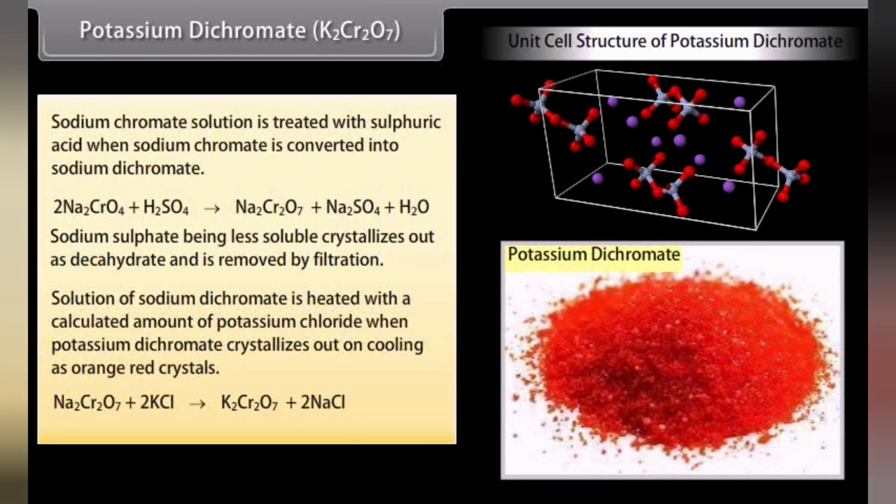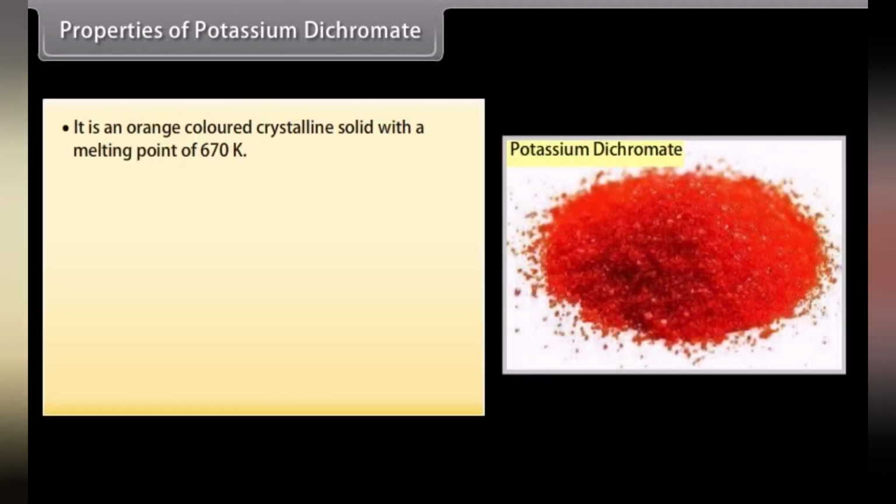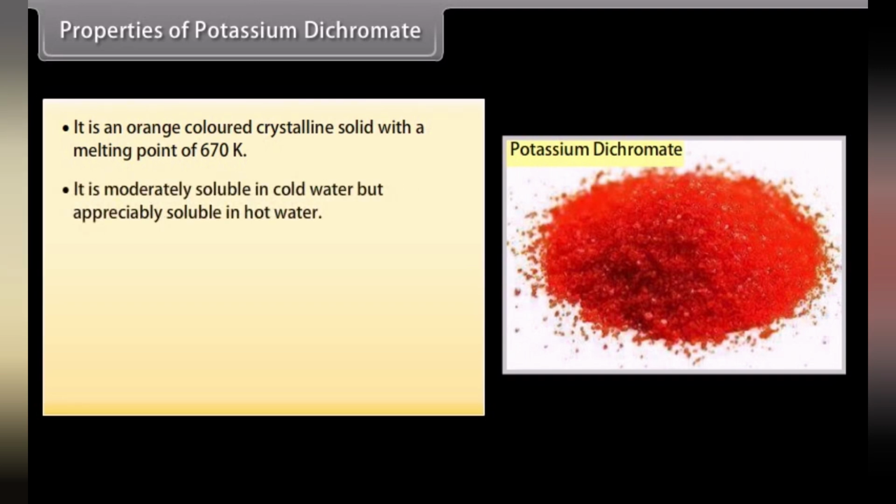Solution of sodium dichromate is heated with a calculated amount of potassium chloride when potassium dichromate, being much less soluble than sodium salt, crystallizes out on cooling as orange-red crystals. Properties of potassium dichromate. It is an orange-colored crystalline solid with a melting point of 670 Kelvin. It is moderately soluble in cold water but appreciably soluble in hot water.